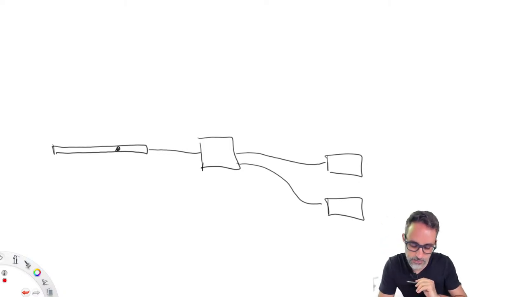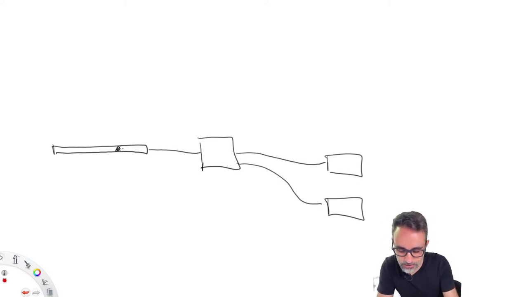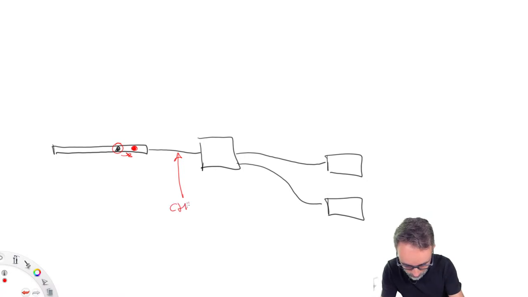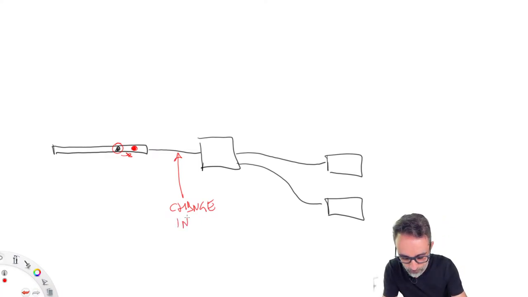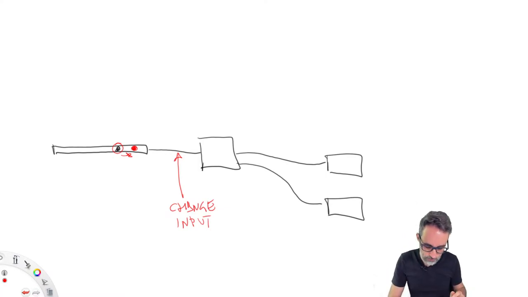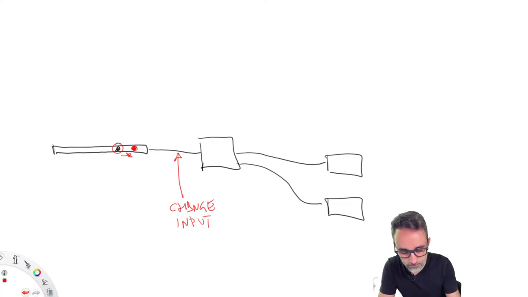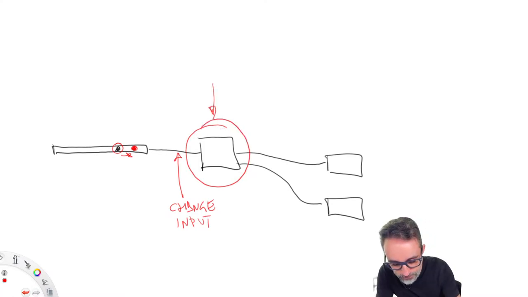So the first thing that we would do is, let's say we change this and we now move it here. Okay. What happens is that there is a change in the data that is coming. A change of the input. The way Grasshopper deals with this is first, it flags the component as expired.